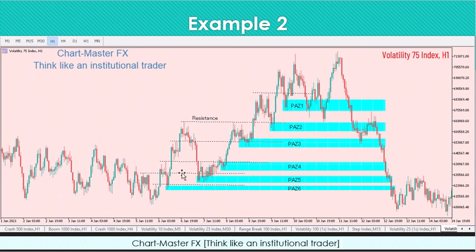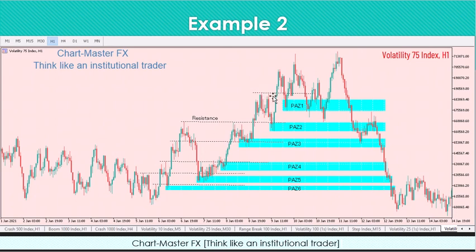Before I see what happened to this left shoulder, I come to this one as well. I have a left shoulder here. I draw my resistance line. I came here. I have a left shoulder here. Draw the resistance line here. I have a left shoulder here. I draw a resistance line here. I have a left shoulder here. I draw a resistance line here.